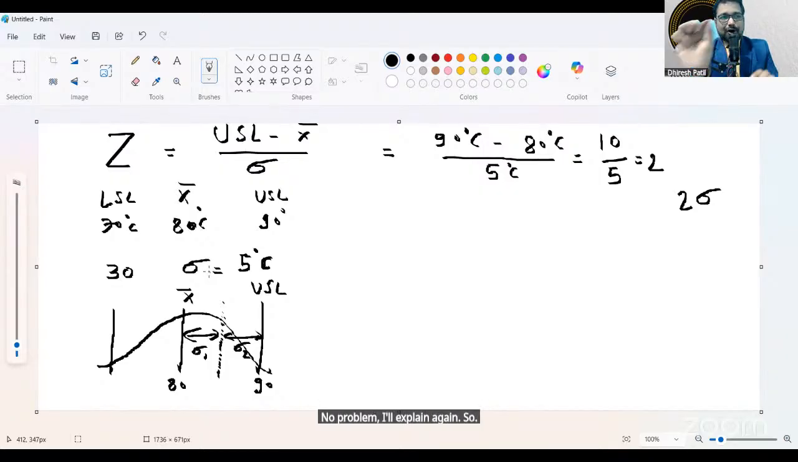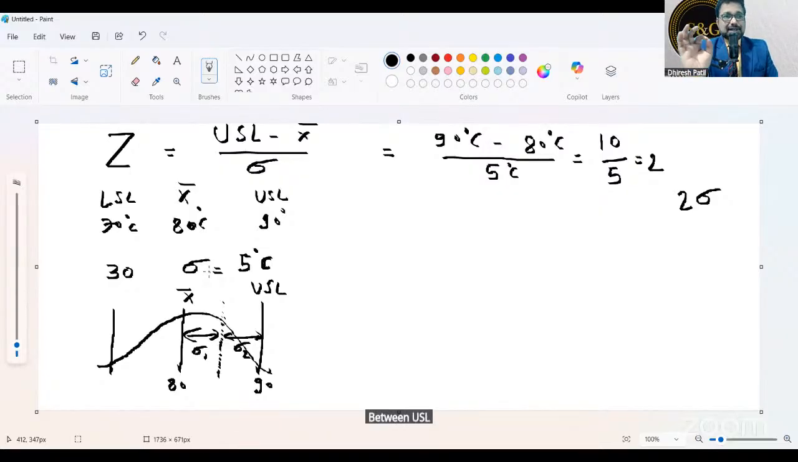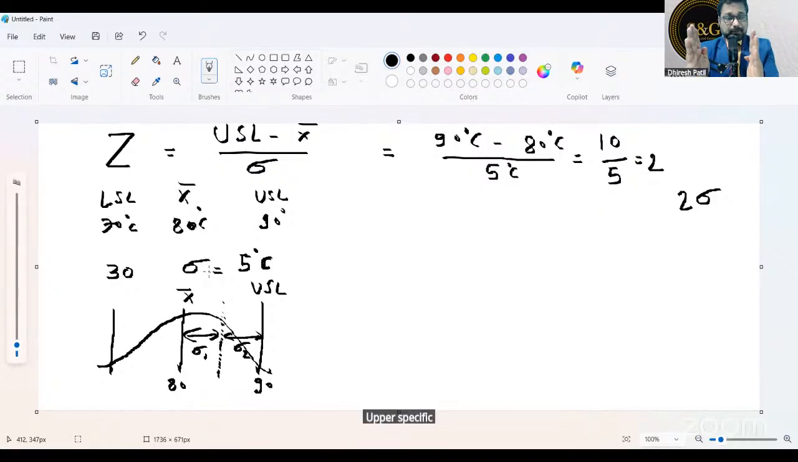So I've just drawn on the graph right now. What I'm saying is between USL and X bar, the range is 10. Right? Understand this. Focus here. Upper specification is 90 degrees, and X bar is 80 degrees. So on an average, the temperature of the cup is 80 degrees on an average coming. Upper specification is 90.